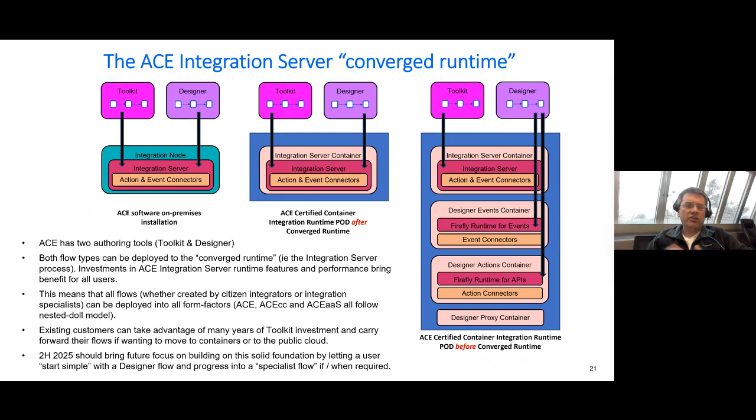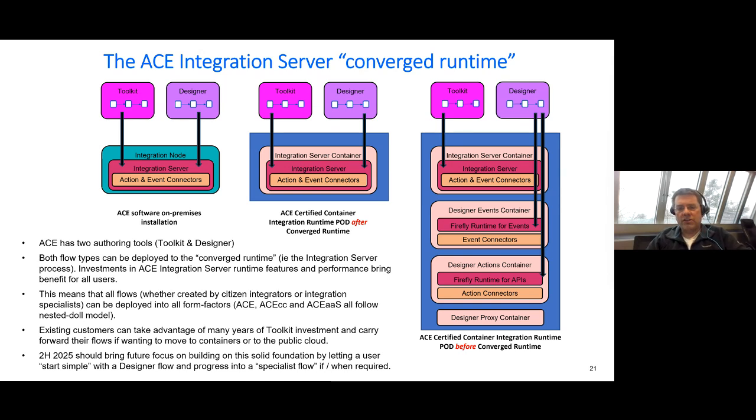So the purpose of this chart is really to set the scene for some of those things that are going to come later. We've talked about the fact that in each of these three pictures, we've got the toolkit and we've got the Designer. And if we look at the far right-hand side, before we had this capability to run all Designer flows inside the integration server process, we were reliant on some extra Node.js processes that actually run inside containers.